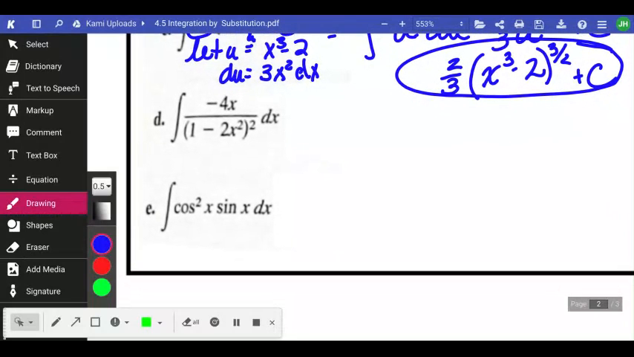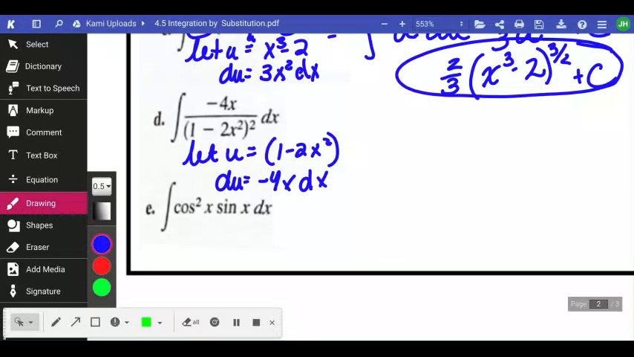All right. Let u equal 1 minus 2x squared. Very good. Then du is equal to negative 4x dx, good. It's negative 4x dx because we took the derivative of 1 minus 2x squared, and it matches perfectly. So we're all in candy lane here, and we'll go ahead and distribute it.